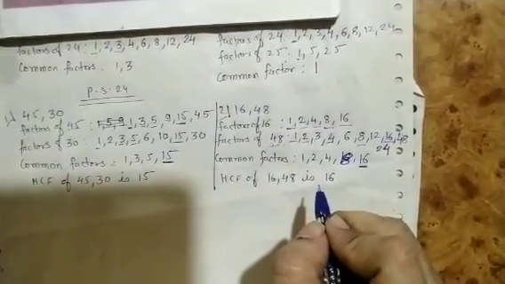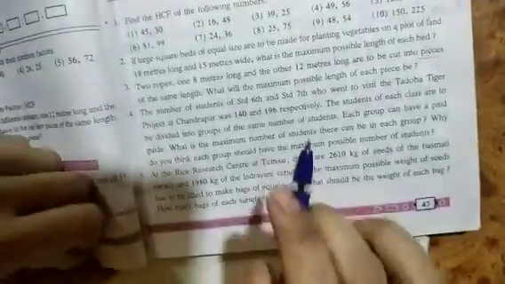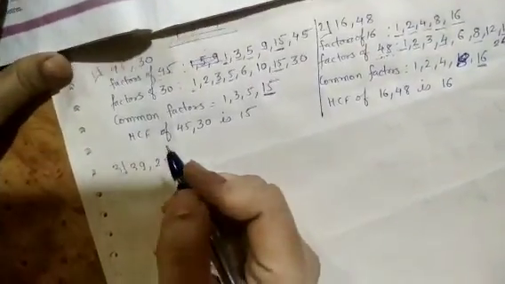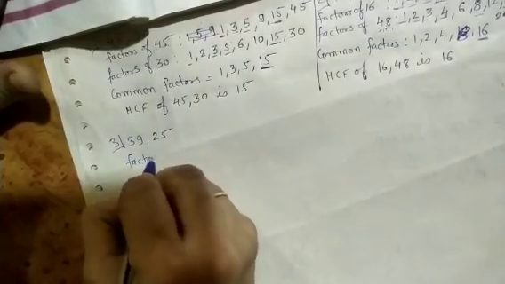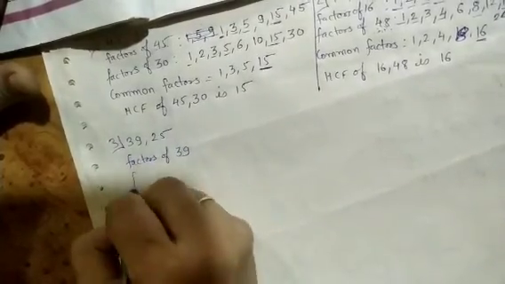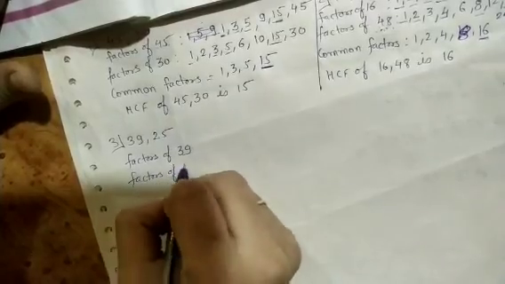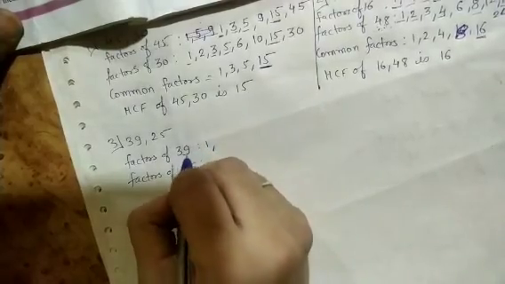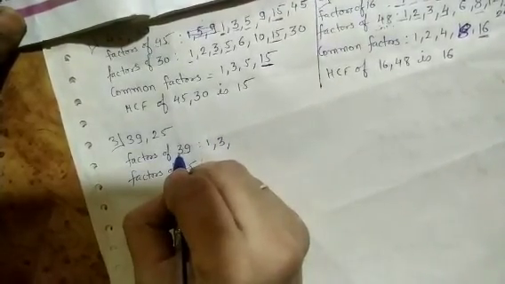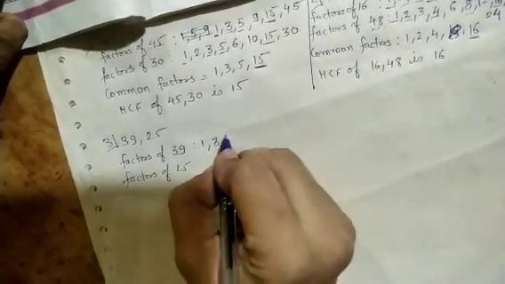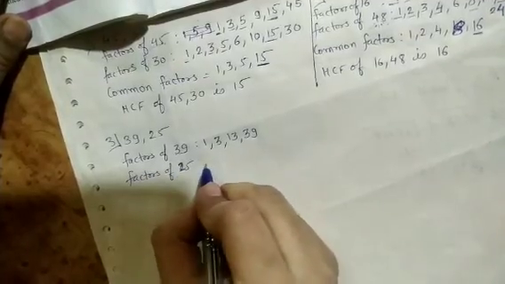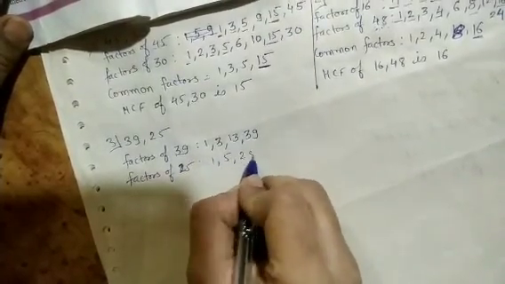Okay, now see the third one, that is 39 and 25. First we will write the factors of 39, and the factors of 25. For 39, first we will write 1, it is divisible by 3 also, and then it is divisible by 13. 3 13s are 39 and 39 1s are 39. The next number is 25. 25 is divisible by 1, 5 and 25.